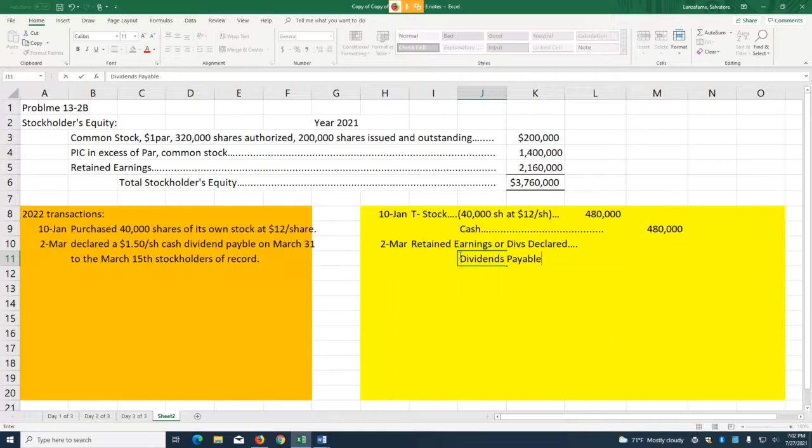Of the 200,000 shares that were originally outstanding, there are now 40,000 removed from the market. So there's only 160,000 shares left. This is super, super important. Everybody see where I got the 160? The original 200 less the 40. So 160,000 shares, and I'm going to multiply that by the $1.50.